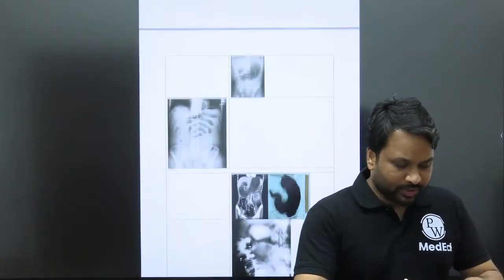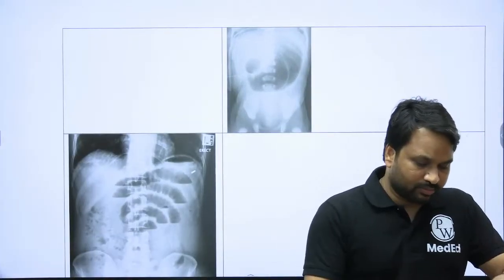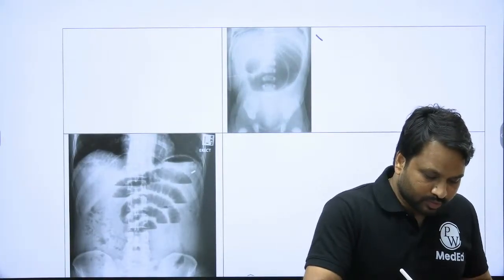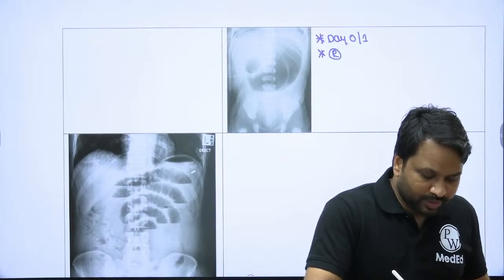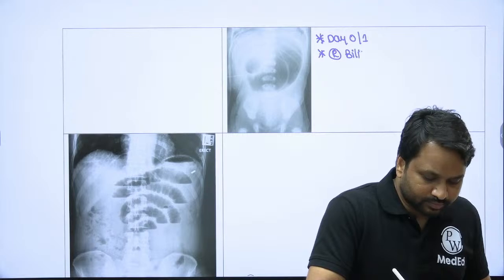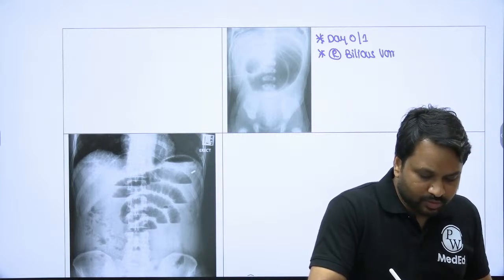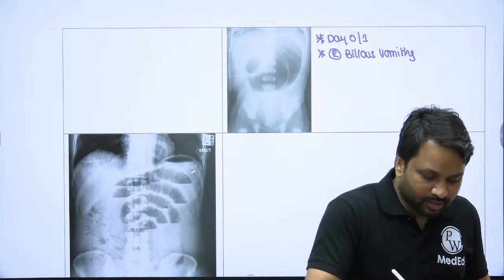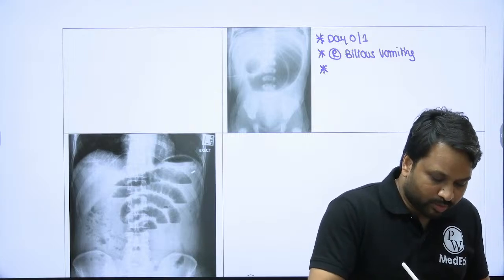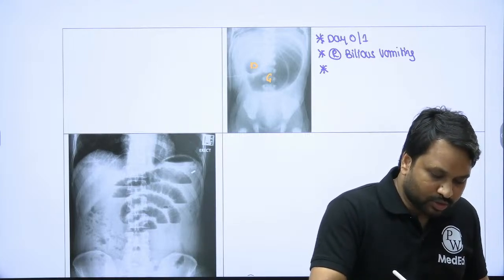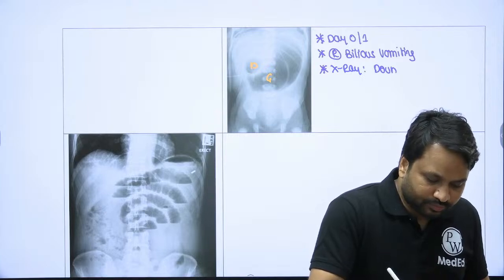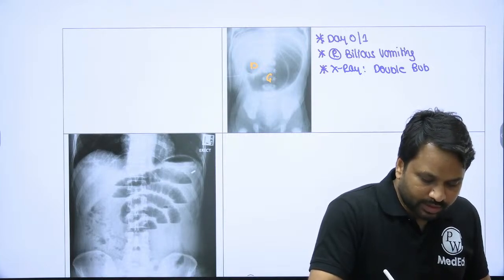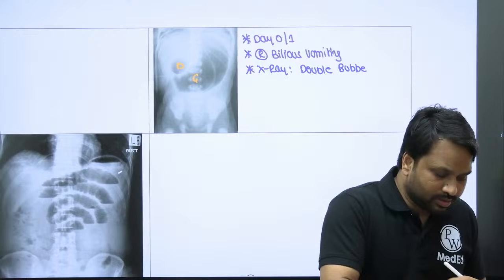Okay, moving on. This one we have already dealt with. It's a newborn baby, day 0 or day 1 of life, with repeated episodes of bilious vomiting, and you can see two bubbles. One is gastric, another is duodenal. So on an X-ray, there is a double bubble sign.